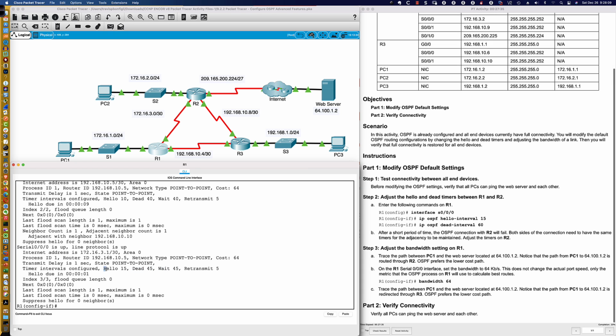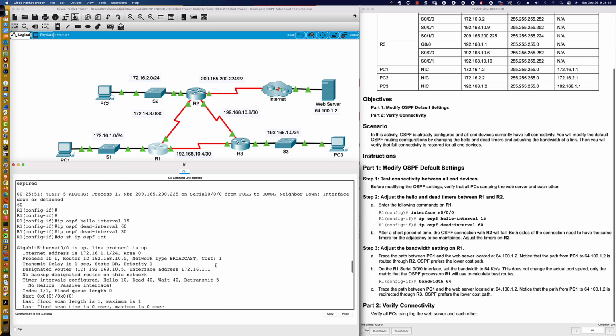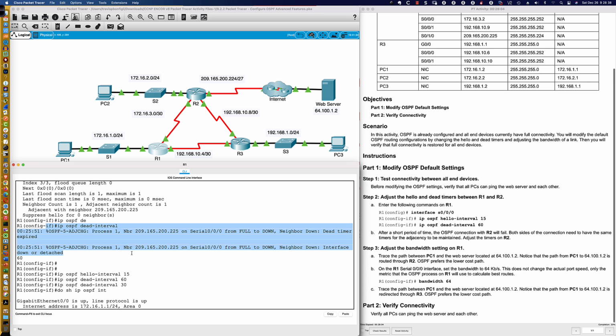Now, I want to take a step back here to the hello and the dead interval. Remember, by default, the dead interval is going to be 4 times that hello interval. If they don't match between neighbors, the adjacency is not going to come up. And if I change them after the adjacency is up, the adjacency will go down. And we just saw that right up here, where I had tweaked the hello interval to 1, 30, or however, approximately 40 seconds went by, and we noticed there's a mismatch there, and the adjacency goes down.